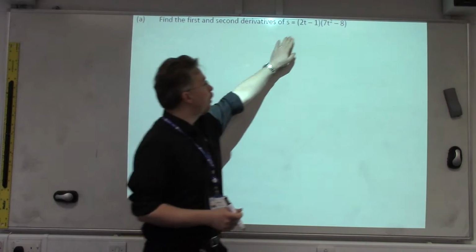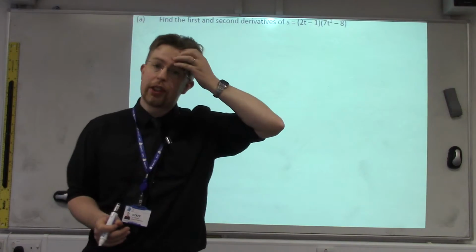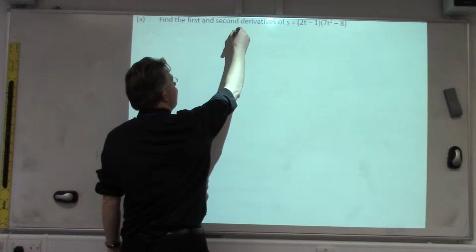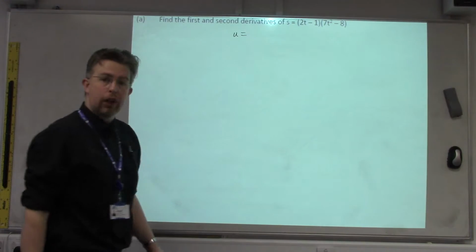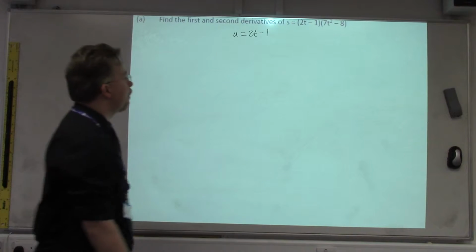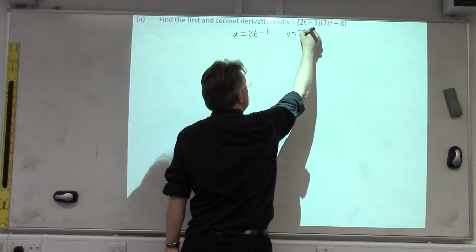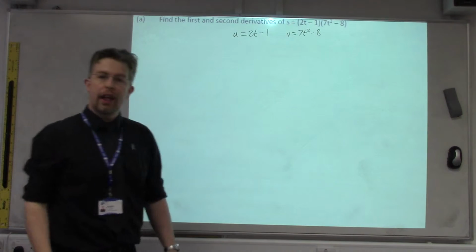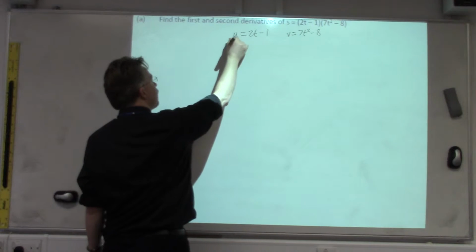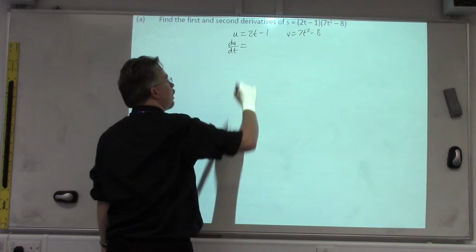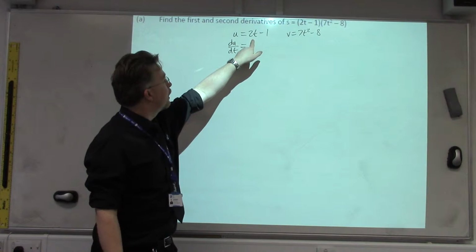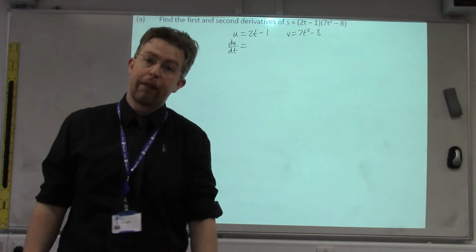Now in this case we've got two brackets multiplied together, so we need to use something called the product rule to differentiate. So what we do is we call the first bracket u, so that's u equals 2t minus 1, and we call the second bracket v, so v equals 7t squared minus 8. Now differentiating both sides. So for the first case, du by dt, we take our number in front of the t basically.